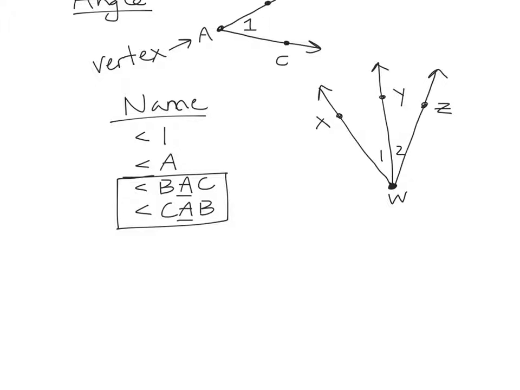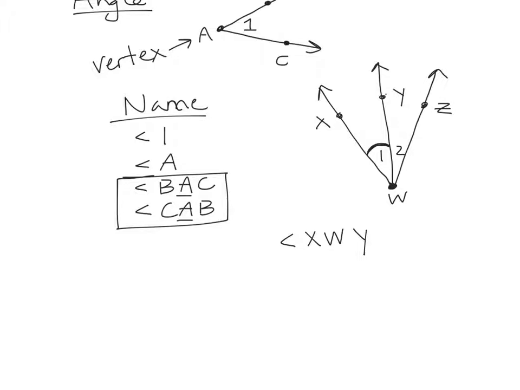Because there's 2 with W as their vertex, right? So when we say angle W, which one are we talking about? It might be angle 1, it might be angle 2, or it might be the 2 together, okay? So that's why you need to be able to name it with 3, because if I said angle XWY, then I know I'm talking about this angle. W is the vertex, and it goes from X to Y, okay?